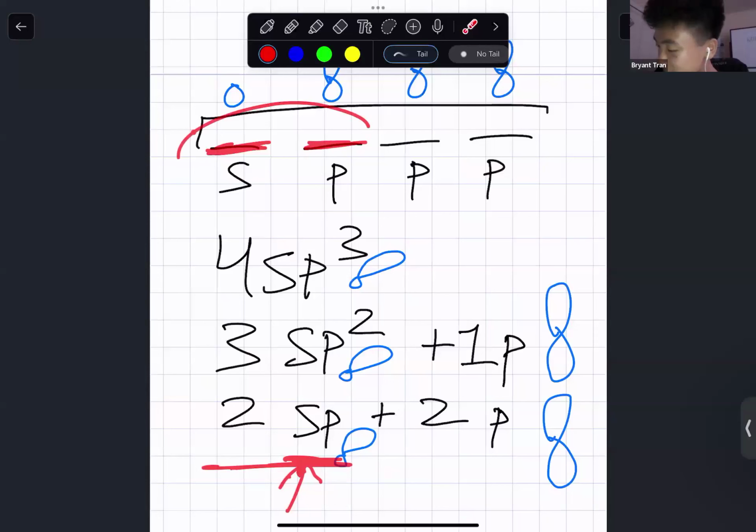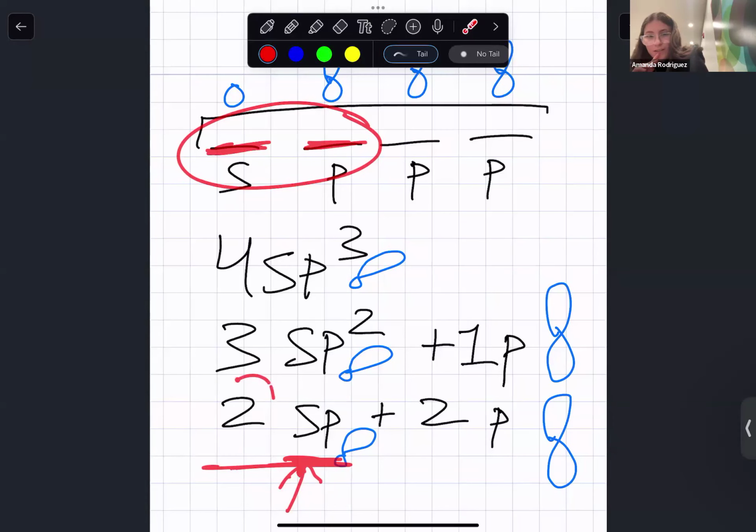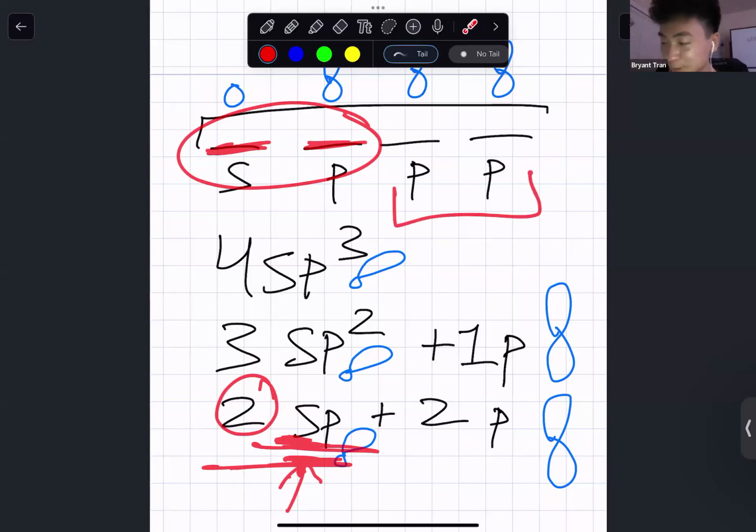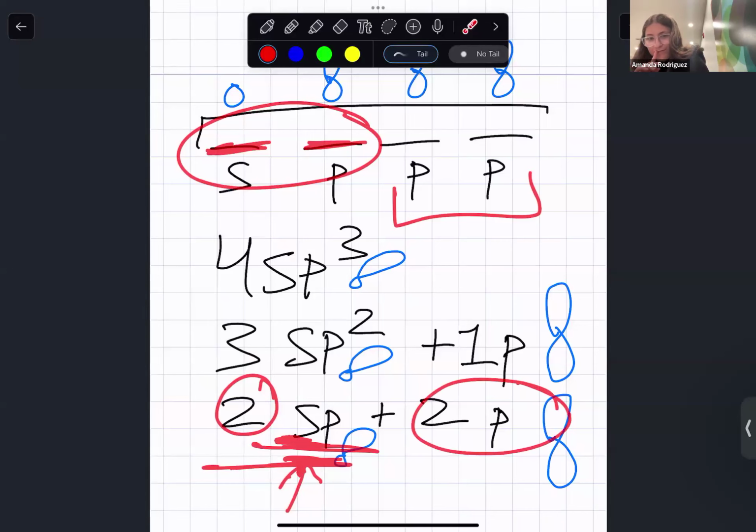One. Combining these two in total is two. That's why we get two sp orbitals. And how many unhybridized p orbitals do we have here that did not hybridize at all? Two. That's why we get two unhybridized orbitals when we have two sp orbitals.